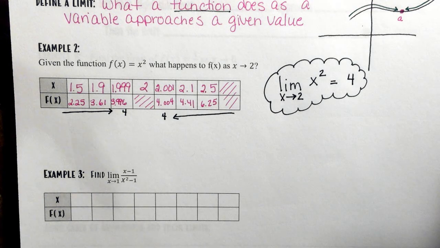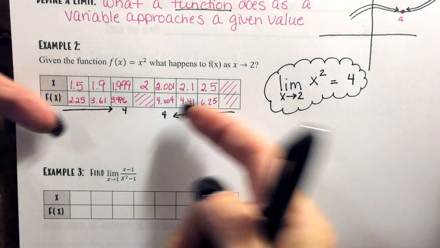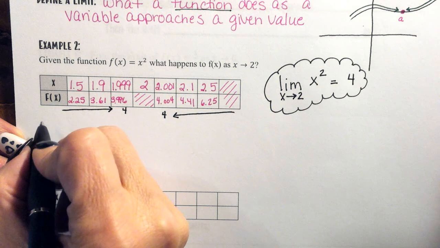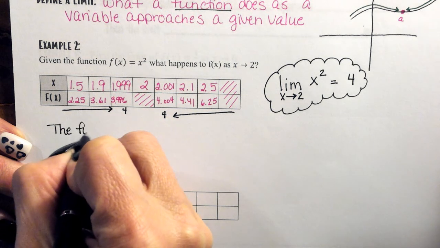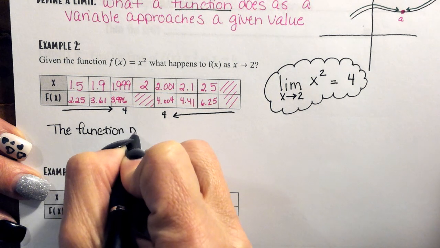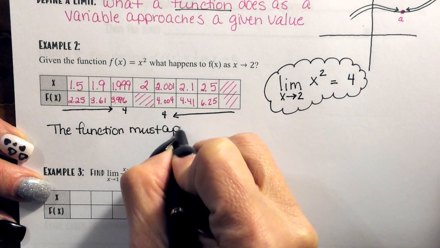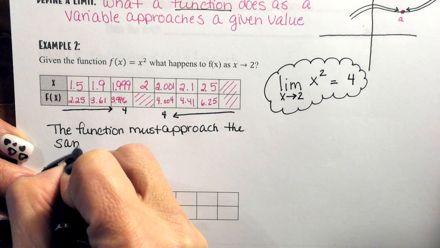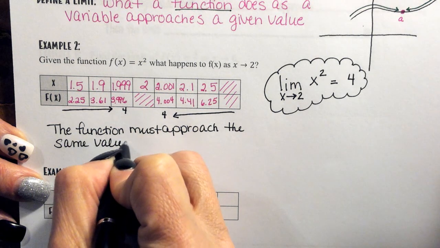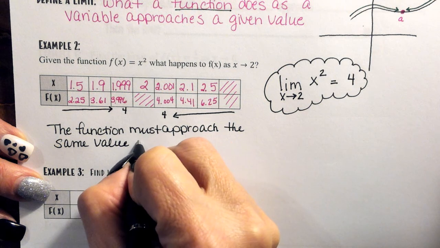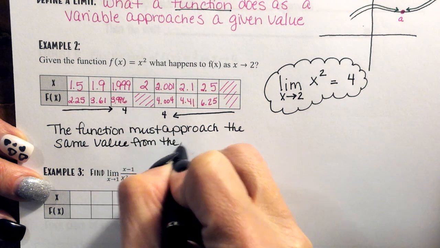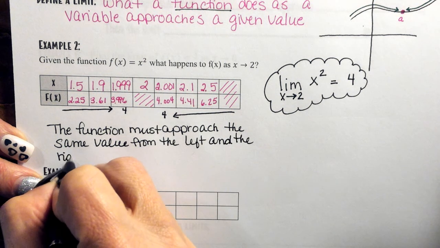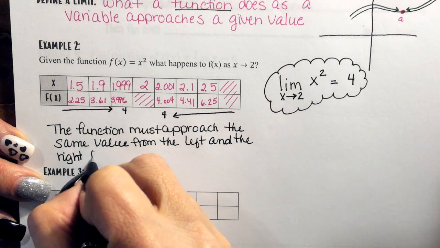Now, in order for a limit to exist, from the left and the right, it has to approach the same value. So I do want to say that in here: the function must approach the same value from the left and the right for the limit to exist.